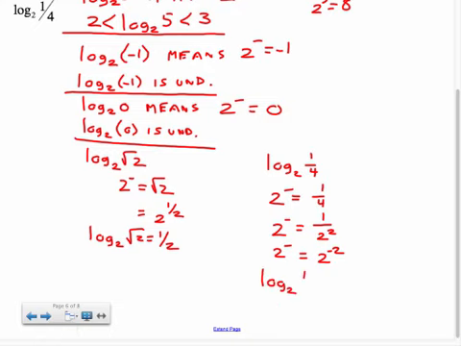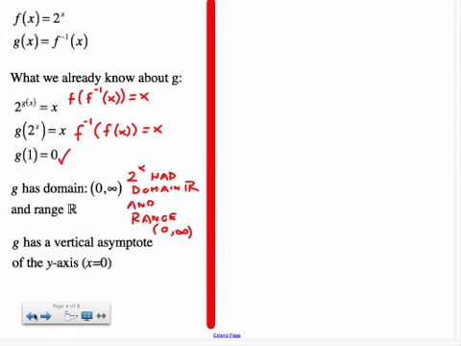So log base 2 of 1/4 is going to be negative 2. All right, let's go back to this page here, and let's fill in some details. We now know that the function g is called log base 2 of x, right? And so what can we fill in here that maybe we didn't know before, that maybe looks not so familiar?